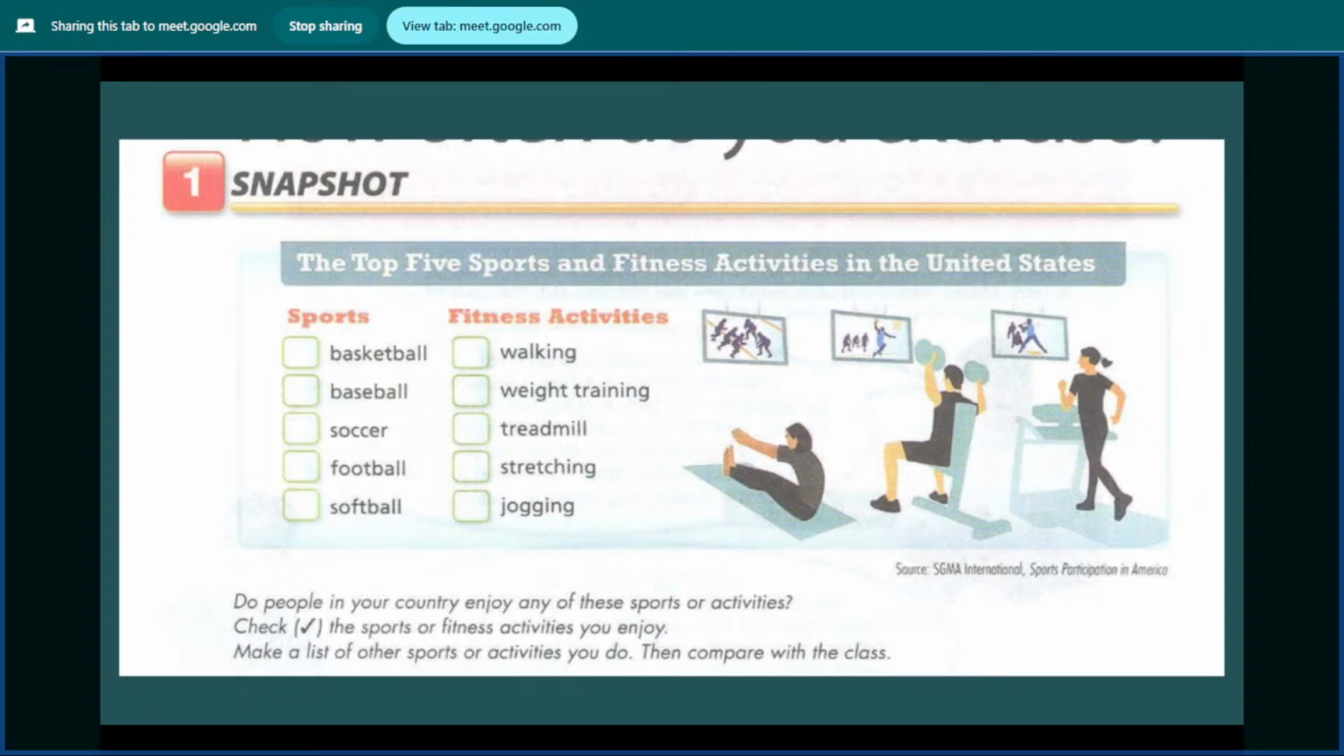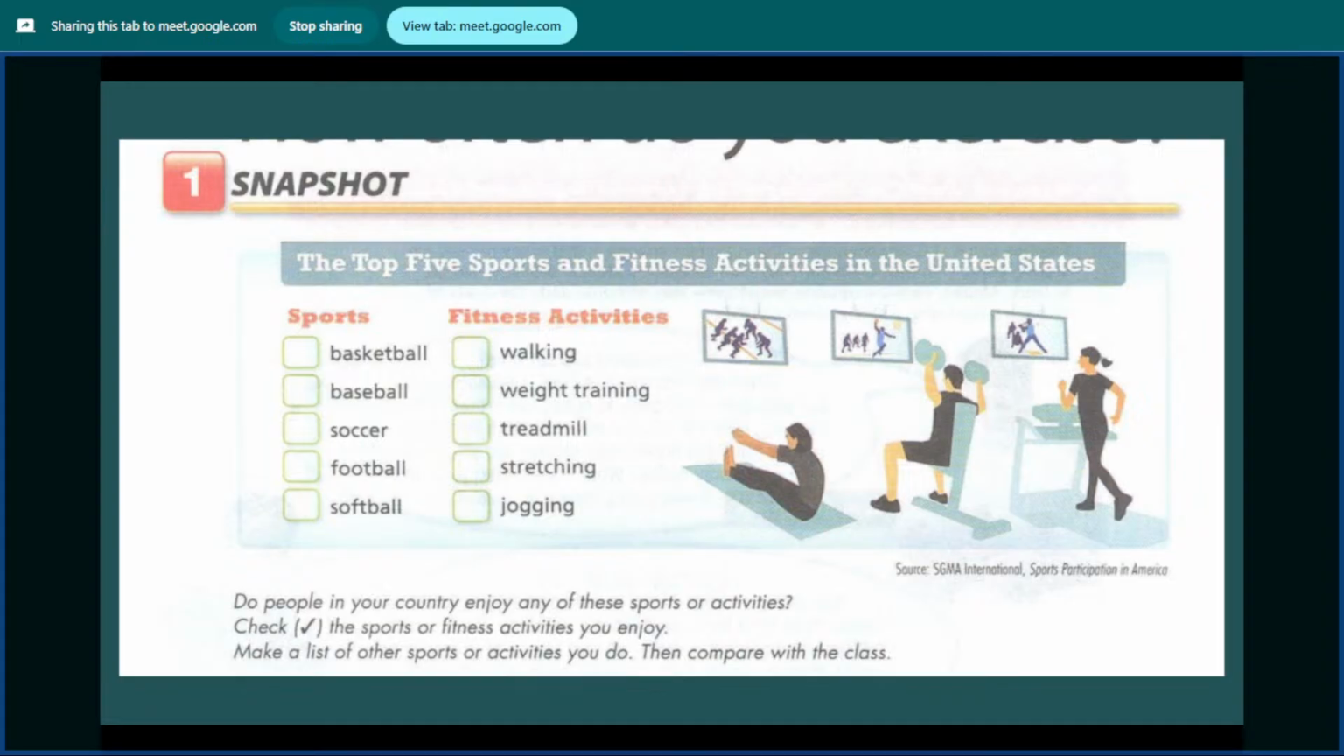Am I audible? Yeah, better. I don't watch any of the sports mentioned here. You can watch or play both. I don't play any of the sports that are mentioned here. But activities, I enjoy all of them, especially walking and stretching. Okay. Very good. Now, Ankita, what's your answer? I enjoy sports, basketball and football, and fitness activities, walking and jogging.